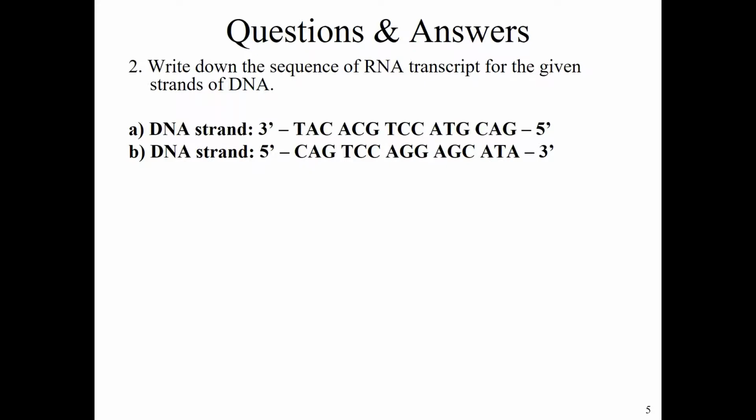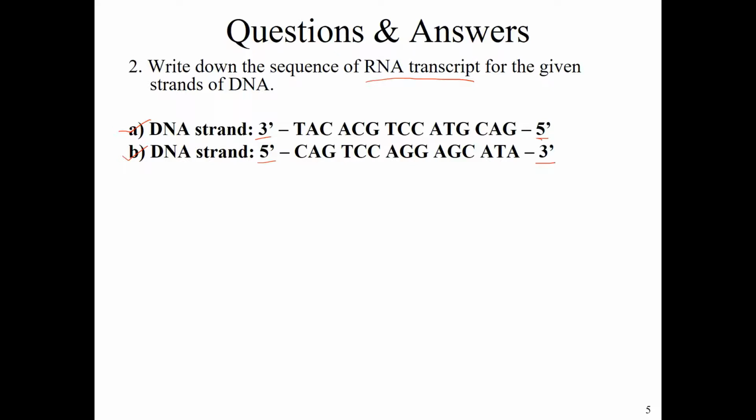Here you are required to write down the sequence of RNA transcript for the given DNA strands below. You are given two DNA strands. A is from 3' to 5' direction. You have another DNA strand in B that runs from 5' to 3' direction. As you can see, these are not complementary sequences. They are different DNA strands. You are only shown one strand of the DNA.